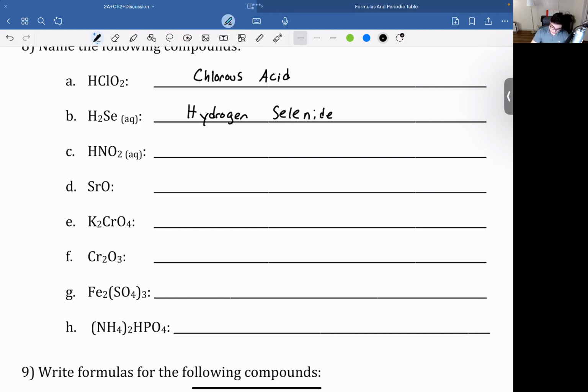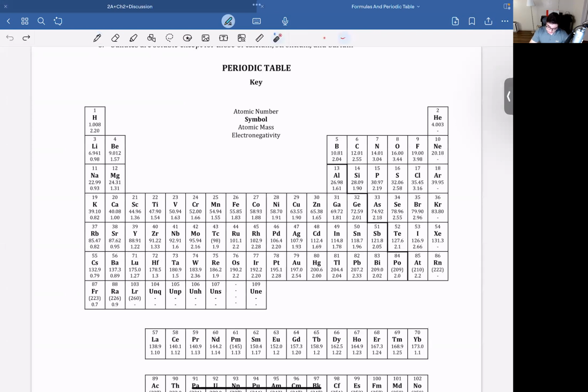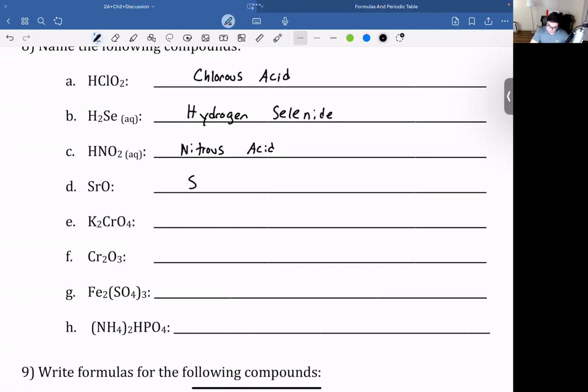This is an acid, HNO2. This is going to be nitrous acid, removing the ite and replacing it with an ous. And that's it. Then D, so this one, let's see, we have a metal and a non-metal. So you have strontium and oxygen. So this is strontium oxide. This is the one where you have a metal and non-metal. You just say the name of the metal, then part of the name of the non-metal, then end it with ide.